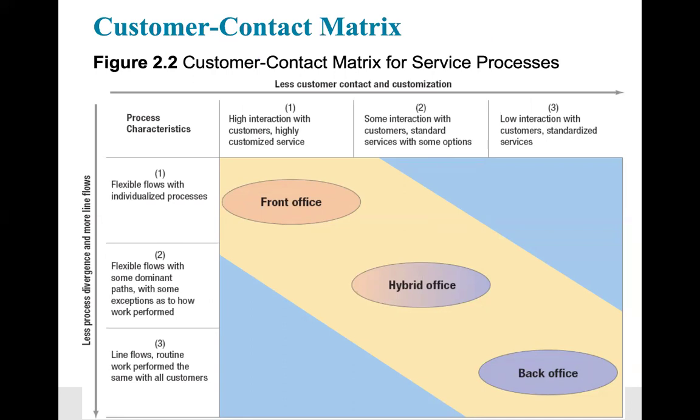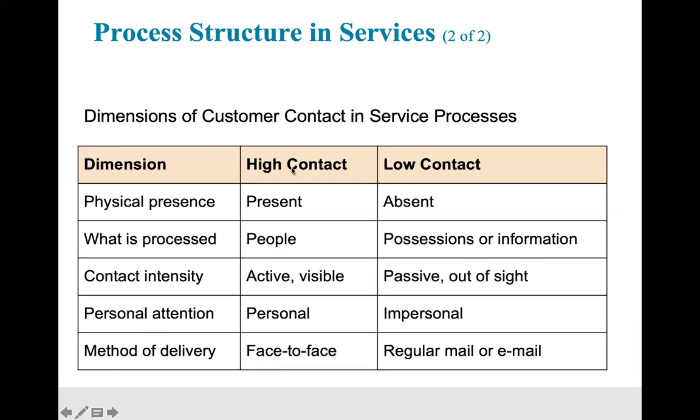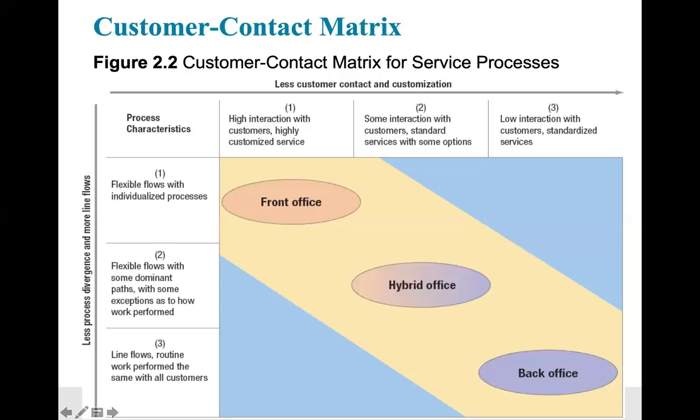Your typical front office is aligned to a high contact environment, okay? And you notice that when you look at the characteristics, you have a high level of interaction with the customer. There's a lot of differentiation in terms of what the customers want. So you have to be able to address each and every customer's wants individually, okay? With regards to process divergence, okay? Here, you find there's typically going to be very flexible flows, and each customer experience is very individualized, okay?